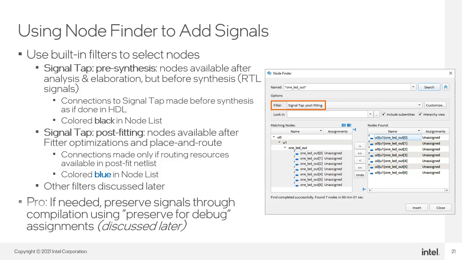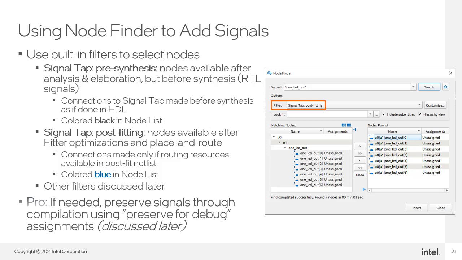The second main filter in the node finder is the SignalTap post-fitting filter. The post-fitting filter lists signals that are available after both synthesis and fitting and their related optimizations are complete. These are nodes that have not been optimized away by the compiler. Connections from SignalTap to post-fit nodes will only be made if there are available routing channels, similar to the incremental routing performed with signal probe, if you are familiar with that tool. Post-fit nodes are easily identified by their names in blue text in the node list.